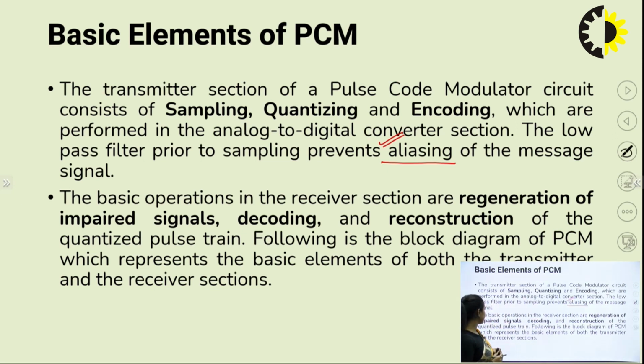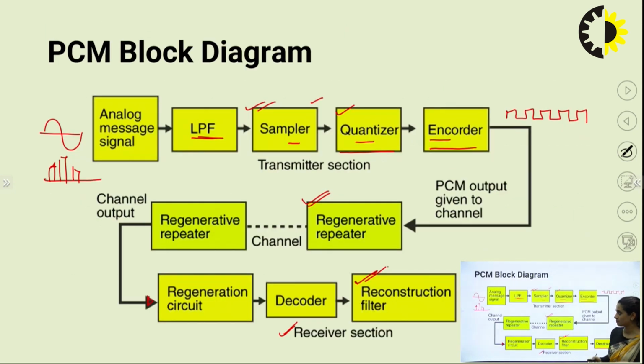How does the basic operation take place? The basic operations in the receiver section are regeneration of impaired signals, decoding and reconstruction. These are the three basic tasks that have to be done at the receiver side, right? That is regeneration of the signal, then decoding, and finally the reconstruction of the quantized pulse train. Following is the block diagram of PCM, which we have already discussed, right? Which represents the basic elements of both the transmitter and receiver section. This, right?